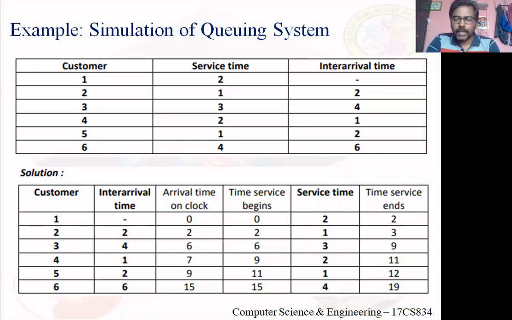Time service begins, right? I have given the service time for each customer. If I know when service will begin for the ith customer, I know when service will end for the ith customer. Very clear, right? So first and foremost, I need to construct this table row by row.